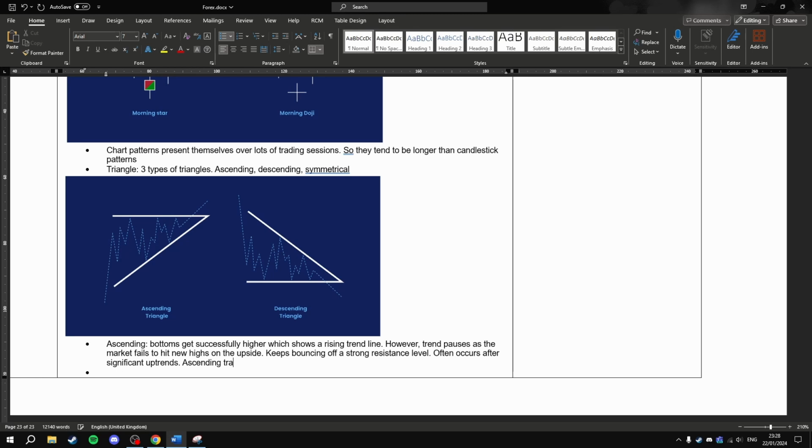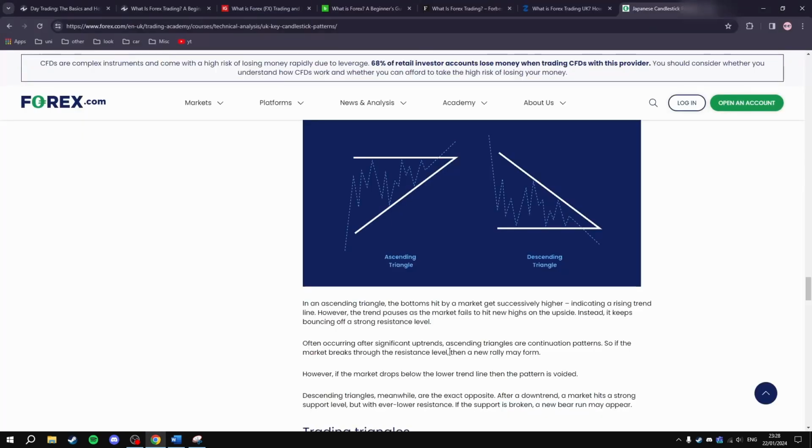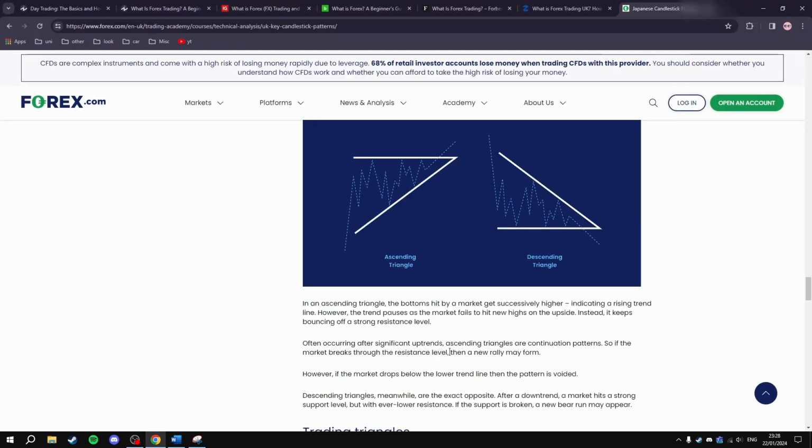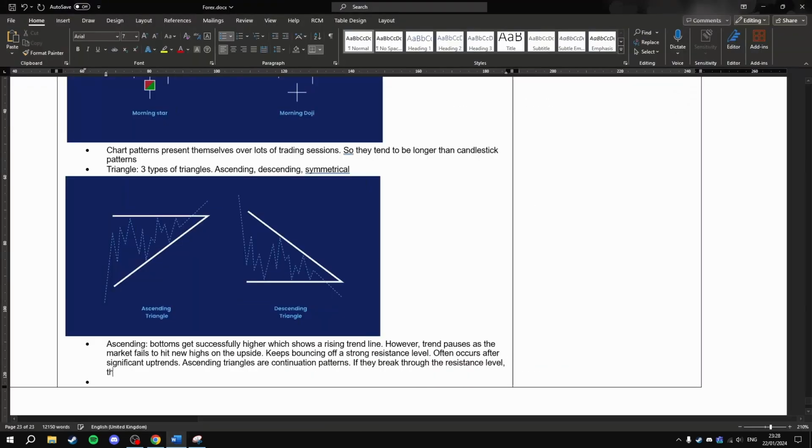Ascending triangles are continuation patterns. If they break through the resistance level, then a new rally may form.